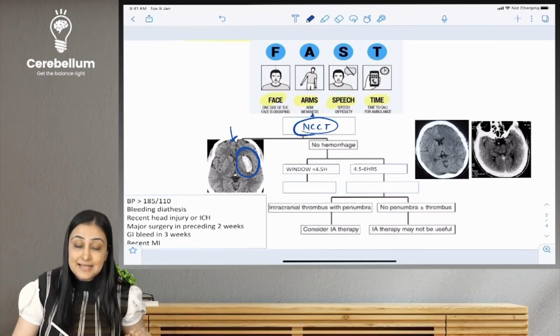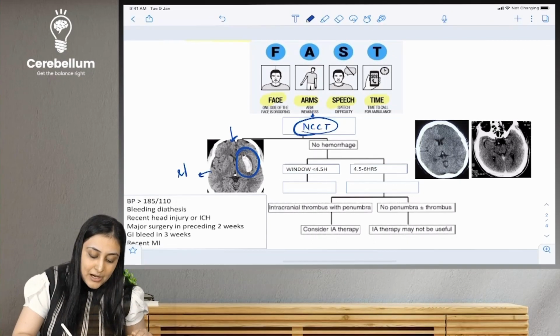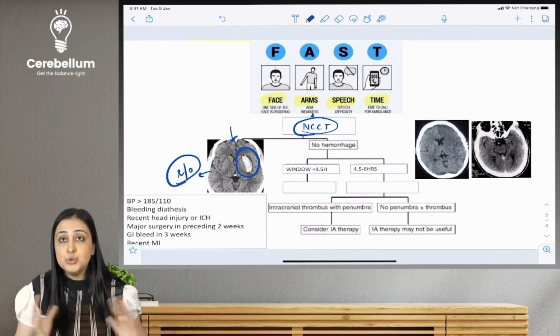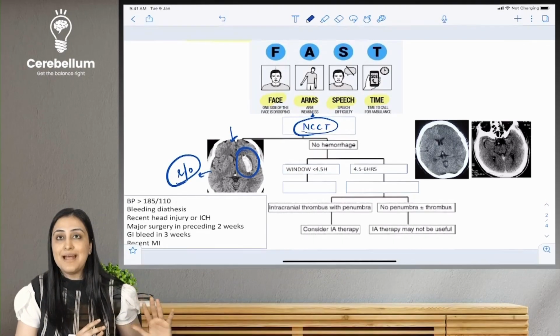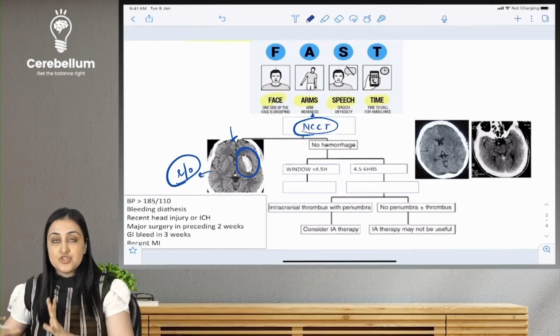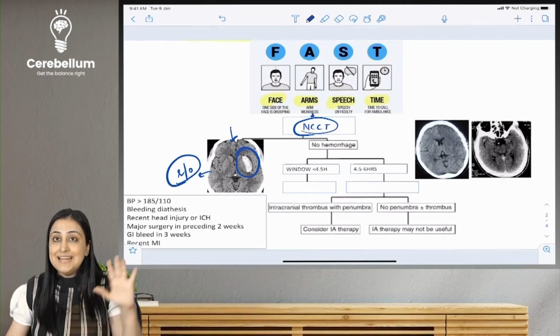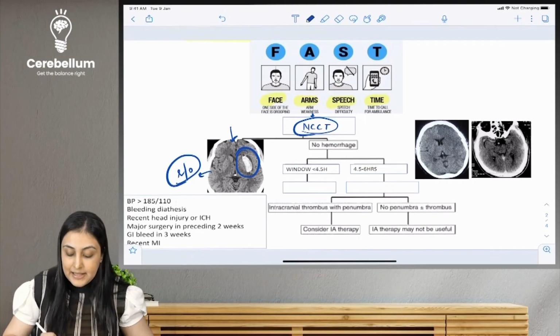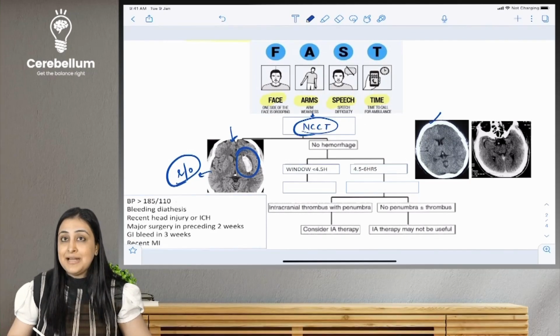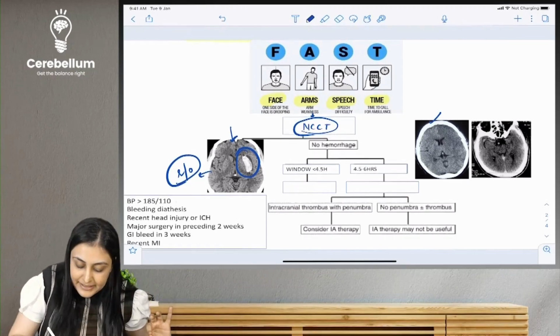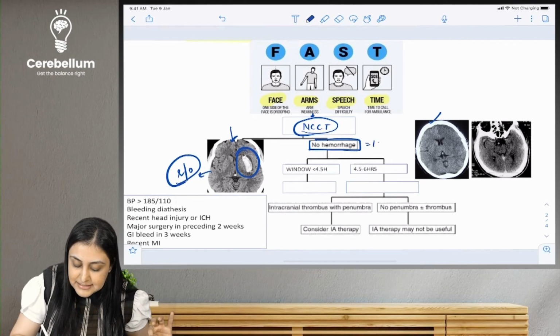It appears hyperdense, it appears white. So if I see that there is hemorrhage, rule out this patient. This patient is a neurosurgical candidate. I am not managing him with my flow chart right now. So we've ruled out white hemorrhage. Now, whether the CT shows me these findings or the CT is normal, if there is no hemorrhage, it is ischemic stroke unless proven otherwise.